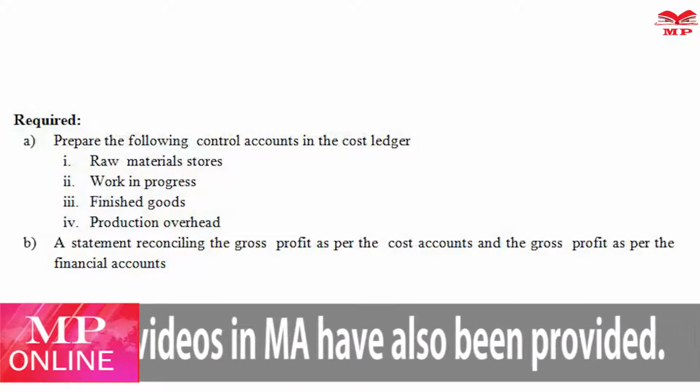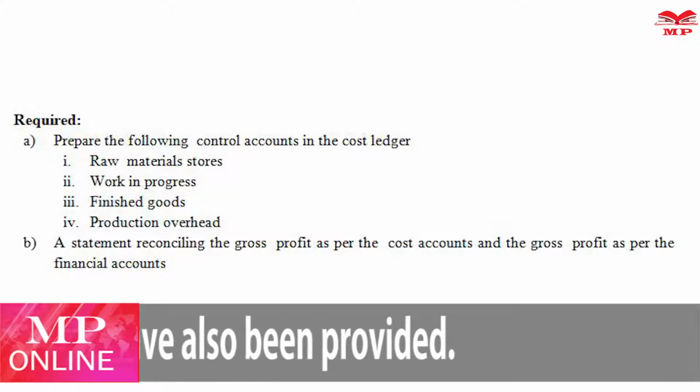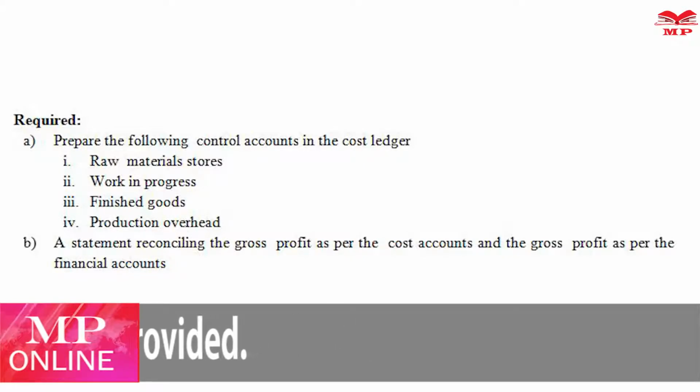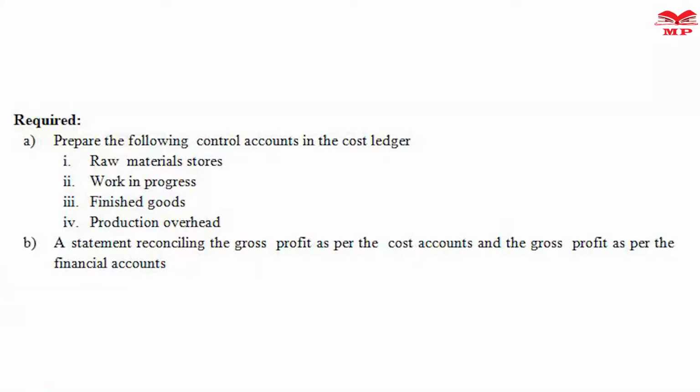Required, part A: prepare the following control accounts in the cost ledger. 1, raw material stores. 2, work in progress. 3, finished goods. 4, production overheads. Part B: a statement reconciling the gross profit as per the cost accounts and the gross profit as per the financial accounts. End of question.